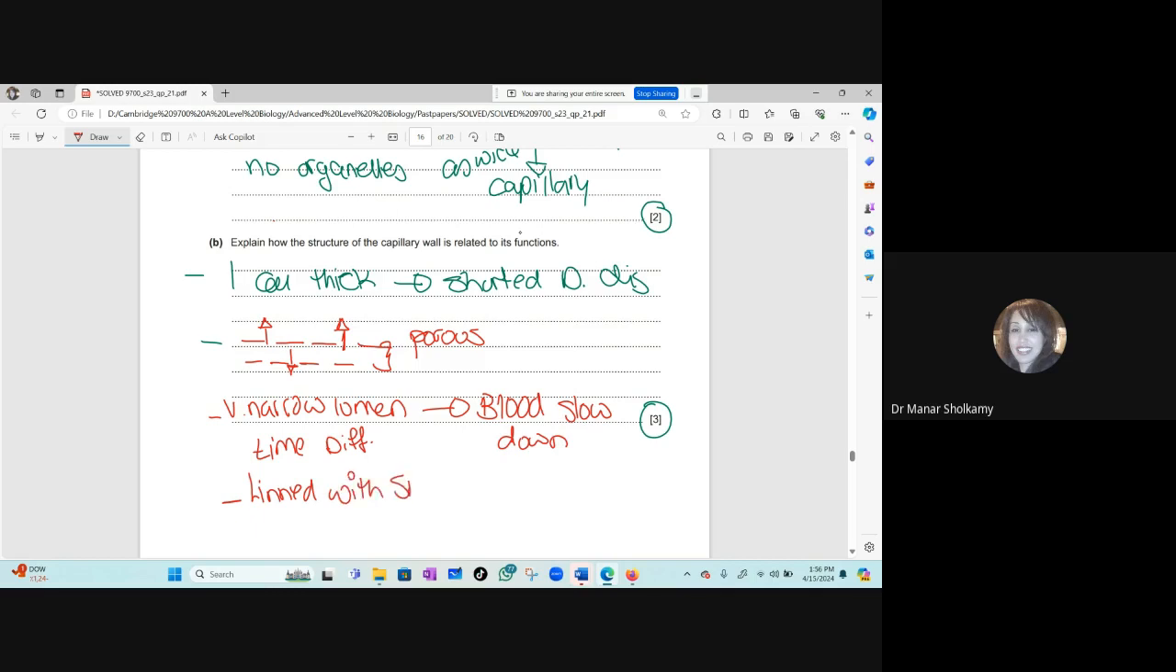Smooth endothelium. The capillaries are made up of smooth endothelial cells. Why smooth? So what will flow inside the capillary smoothly? I'm giving you the answer: blood, red blood cells. Yes, smooth endothelial cells or smooth endothelium, so that the blood will flow smoothly inside the capillaries.